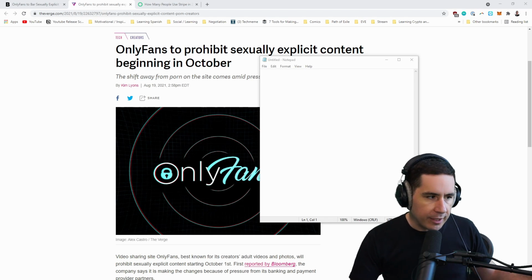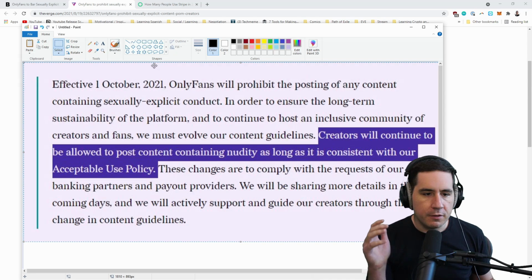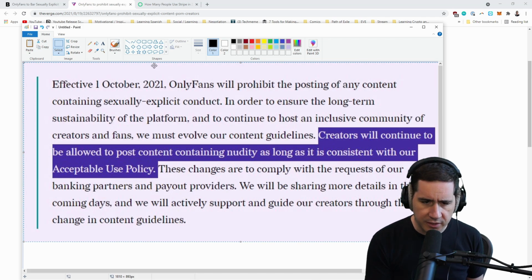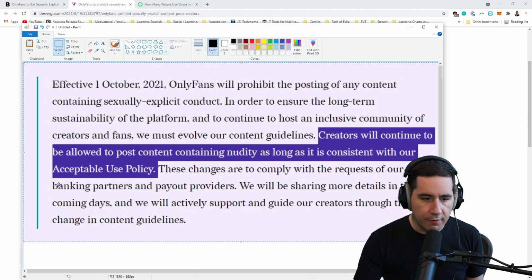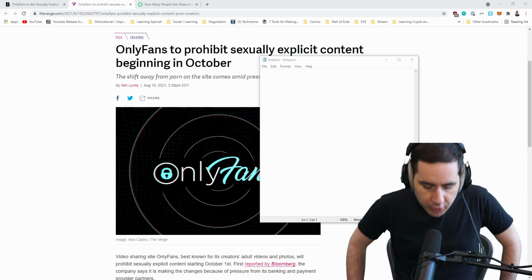So let's look at what actually happened. Here's the actual syntax, okay? Effective the 1st of October, OnlyFans will prohibit the posting of any content containing sexually explicit content. To ensure the long-term sustainability of the platform, we must evolve our content guidelines. Creators will continue to be allowed to post content containing nudity as long as it's consistent with our acceptable use policy. These changes are to comply with the requests of our banking partners and payout providers. Ooh, that's a big one. That's what we're talking about today. That's going to be the juice and where we need the Notepad for.